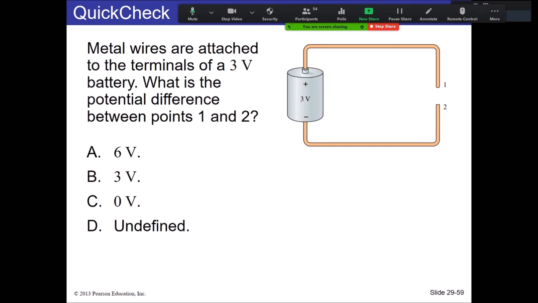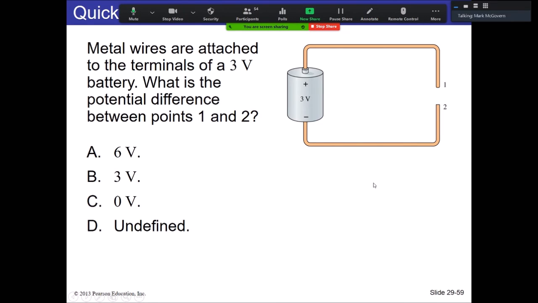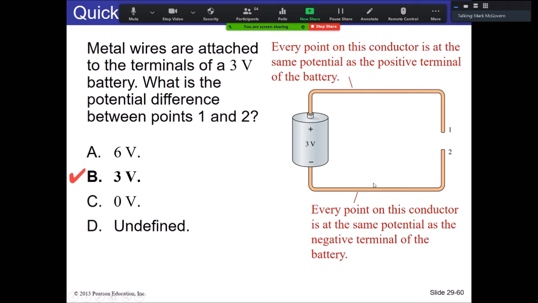Okay, these two questions are a segue. It's going to be a long segue because I'm introducing something right now, and then we're going to be developing this as we move on. Metal wires are attached to the terminals of a 3-volt battery. What's the potential difference between point 1 and point 2? The answer is B. Why is it B?